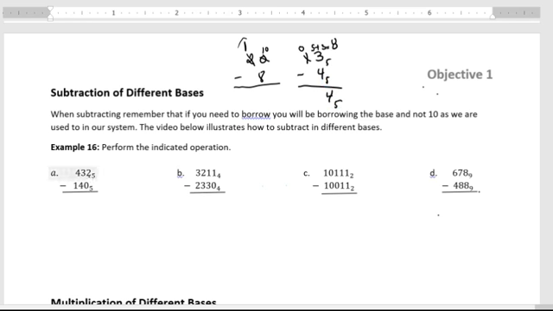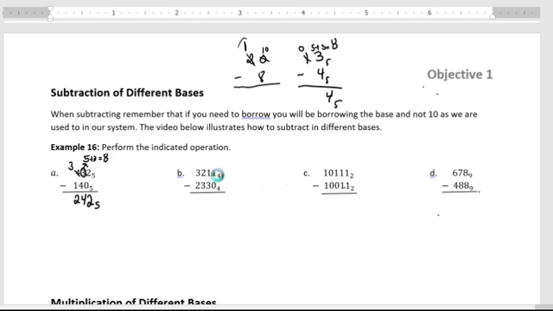So here we have 2 minus 0. I can do that. 3 minus 4, I cannot subtract 4 from 3. So I'm going to borrow 1 from this place value. So that becomes a 3. And then this 3 is now going to be the base, which is 5, plus your 3, which is going to be an 8. So we have 8 minus 4 is going to be 4. 3 minus 1 is going to be 2.